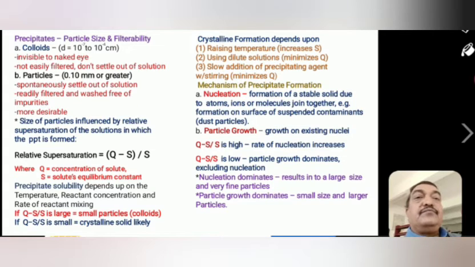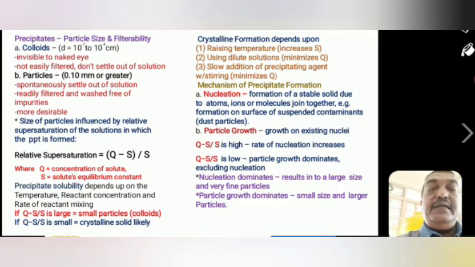This formation of the crystals depends upon one factor that is called relative supersaturation. Already I have discussed in the previous slide, that is (Q minus S) divided by S. So what is this Q? Q is, as already highlighted, the concentration of solutes, and S is the solubility equilibrium constant. Okay, if we look carefully at this factor (Q minus S) divided by S, then what happens?